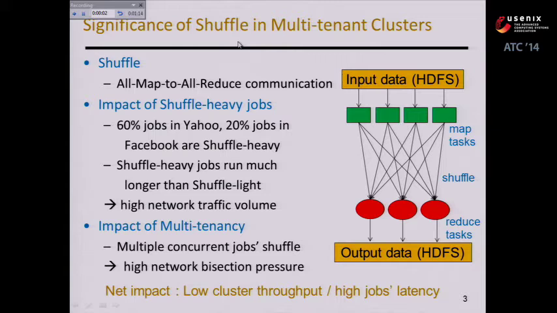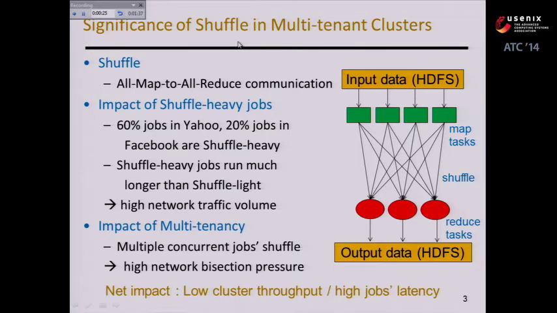While we are all aware of the MapReduce scheduling mechanism, I would particularly like to highlight the significance of shuffle in multi-tenant clusters. So this shuffle is an all-map to all-reduce communication, which transfers data from all map tasks to all reduce tasks, and it translates to all-node communication, stressing the bisection bandwidth.